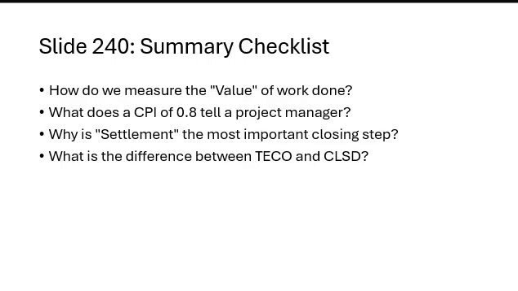So this is the summary checklist discussion. You need to know the value of work measured using earned value management. A CPI of 0.8 means the project is behind or over budget. Settlement is the most important step for project closing. TCO is different from CLSD, closing in the project life cycle. This checklist will reinforce key learning points from topic 11 and help you recall the important concepts during your revision later on.